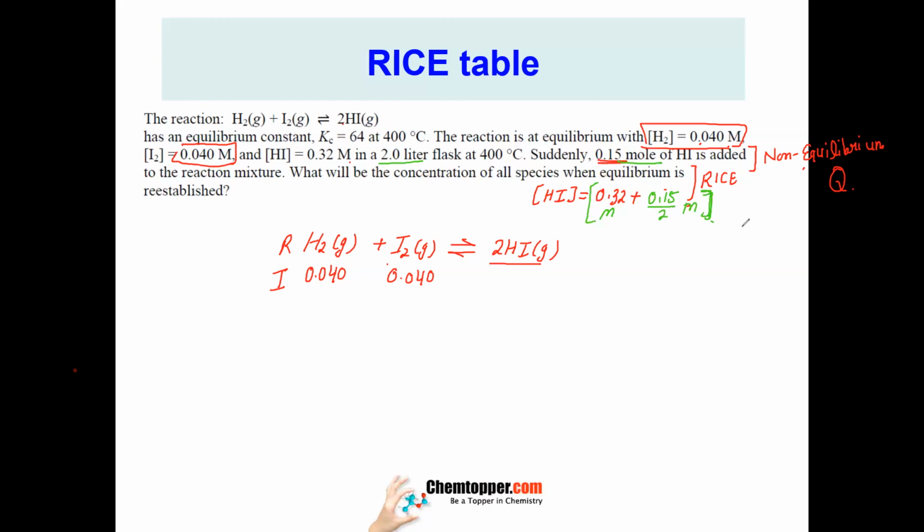Now, you add these. Is it okay? And you are getting 0.395 molar. Plug in that value here. Is this system right now in equilibrium? No. Get the value of Q. It's a non-equilibrium, right? Initial is always non-equilibrium. We have to check every time. Get the value of Q.